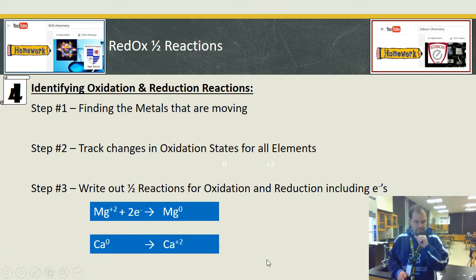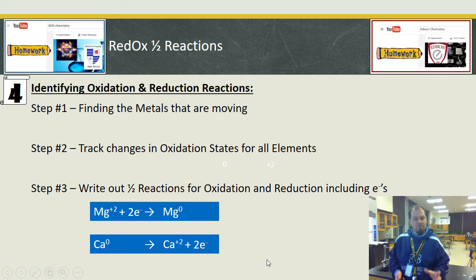Then same deal with Ca0 and Ca +2. I know there's 2 electrons in play, but which side are those electrons really supposed to be on to make this whole thing work? And it turns out it should be on the product side, because I have Ca with a 0 charge going to Ca with a +2. And how did I do that? I lost 2 electrons. So these two sides are equivalent. Ca +2 plus 2 electrons is the same as Ca0.